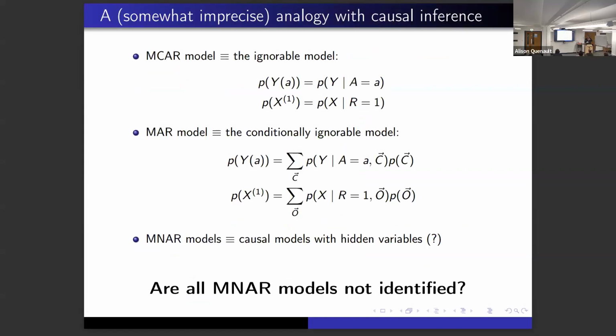Okay, so this is me writing causal results side by side. MCAR is like the marginally ignorable model, like the randomized control trial model. And MAR of the kind that I've discussed is like the conditionally ignorable model where you adjust for covariates. The reason I use the parenthesis 1 notation is an exact syntactic analogy with what happens in causal inference. It's a kind of potential outcome, if you like. The formulas are literally identical up to relabeling. And MNAR models are sort of like causal models with hidden variables.